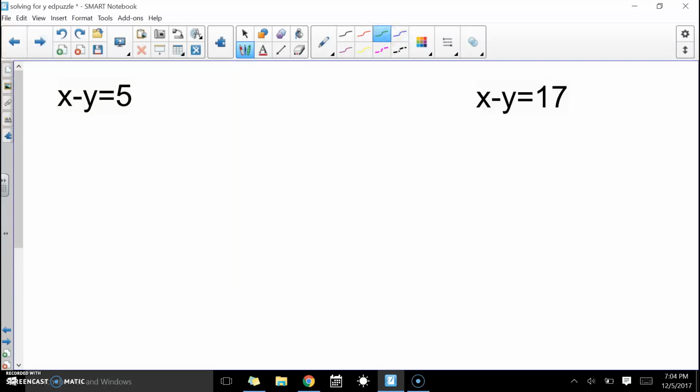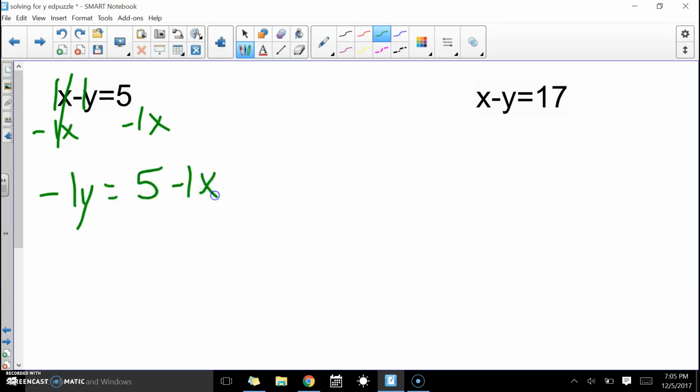This is another tricky problem. So I have x minus y equals 5. I need to get rid of my x term. So whenever you see variables by themselves, we can assume that there is a number 1 right there. So if you want, you can just put 1s. No big deal. So I'm going to subtract 1x, subtract 1x. I'm now left with negative 1y equals 5 minus 1x.